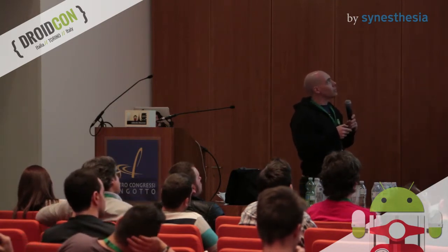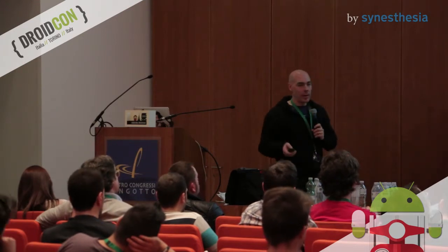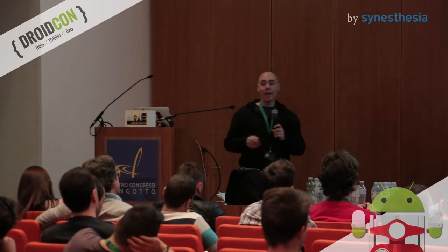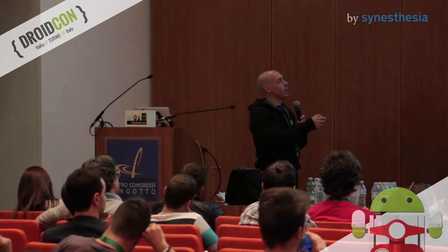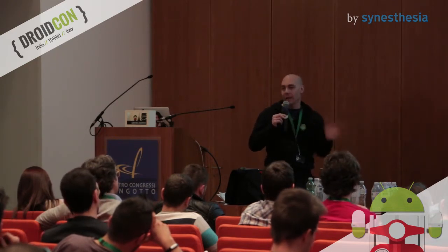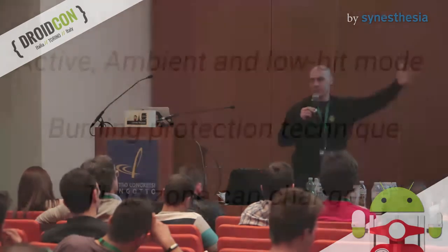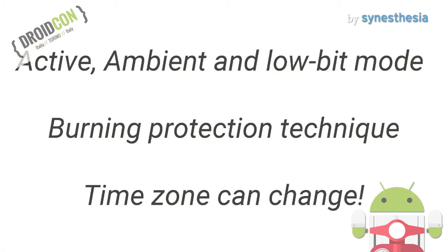Very important is to apply burn-in protection techniques in ambient mode. As a rule of thumb, you should have 95% of your pixels off during ambient mode. And if you have the 5% of pixels on, they should change with some frequency. For example, don't draw something in the center of the watch face every time, because basically you are burning the central pixel of your watch over time. So this is a kind of rule you should respect.